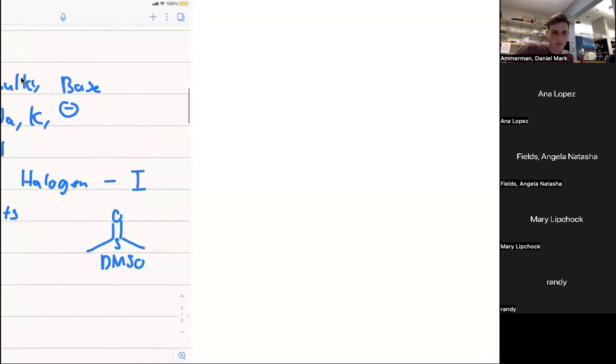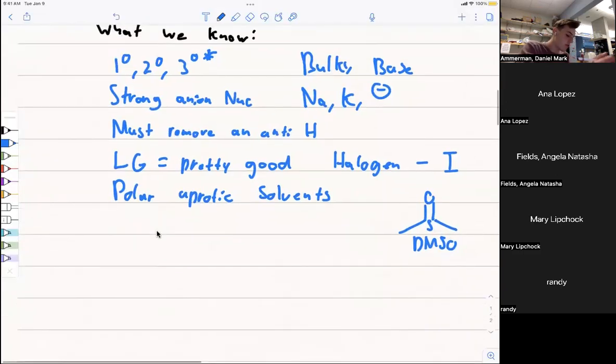And the last one with that is it's a concerted mechanism. So it's not going to form, we won't have shifting.